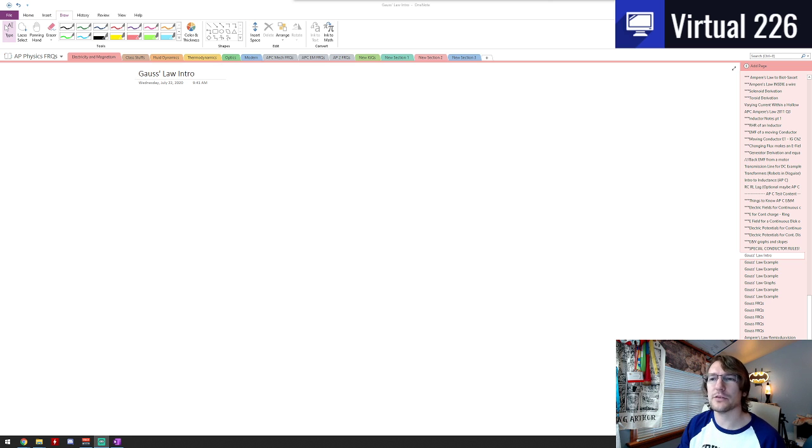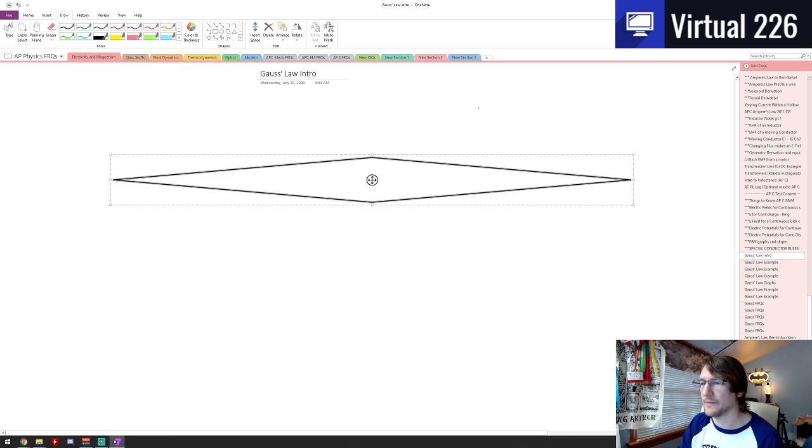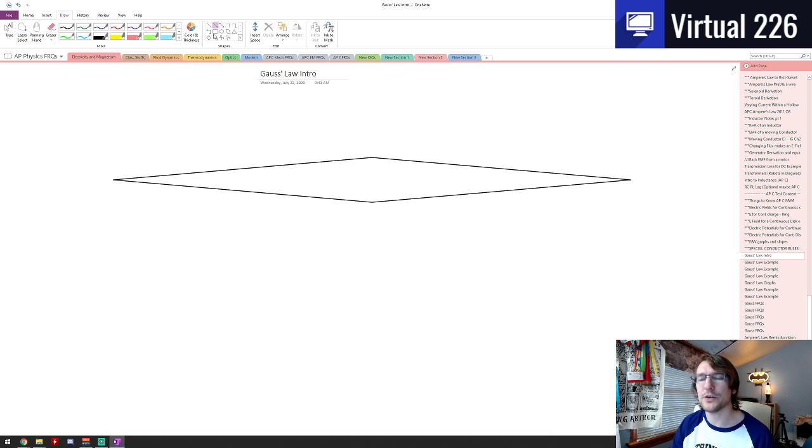Now, when we talk about fluxes passing through a surface, we need to define a surface in and of itself. So let's just draw a surface here. This is going to be a flat plane. Okay, so here's a plane, going in the x-y directions. And if I asked you, what direction is the plane itself?